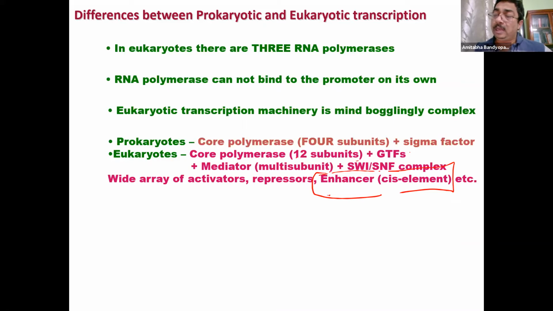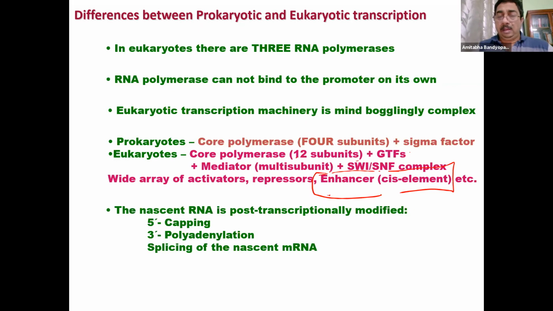Cis and trans are very commonly used terms in biology. It depends on what you are calling the system. In this case, because transcription uses DNA as the template, DNA is the system. Anything that is an integral part of the system is the cis element. Anything else that comes from outside is the trans element. So all the protein factors, GTFs, RNA polymerases, etc., are trans factors.